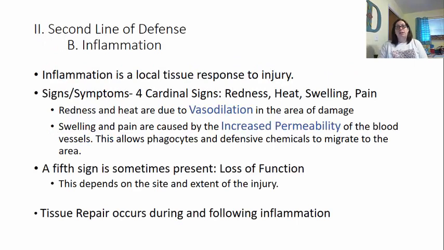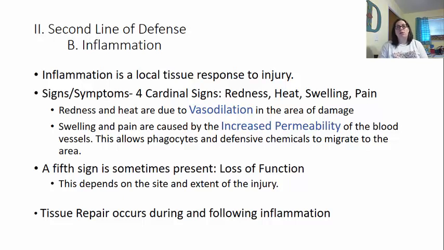Now, the second line of defense also is going to include inflammation. Inflammation is a local tissue response to an injury. There are 4 cardinal signs or symptoms of inflammation. This includes redness, also known as erythema. Erythema is the medical term for redness. We also have heat, swelling, which is known as edema, and then pain.